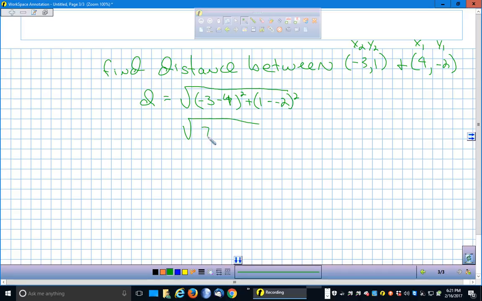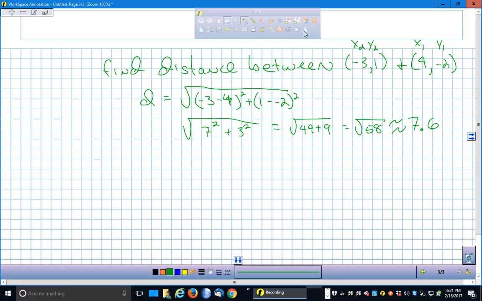Negative 3 minus 4 is 7. You want to square that. Plus 1 minus minus 2 makes 3. Square that. If this were negative, you have to put it in parentheses, because this is always going to be a positive number. So you get the square root of 49 plus 9, which is the square root of 58, an exact distance. I don't think we could simplify that much more. If we rounded off to the nearest tenth with your calculator, that's about 7.6 units.